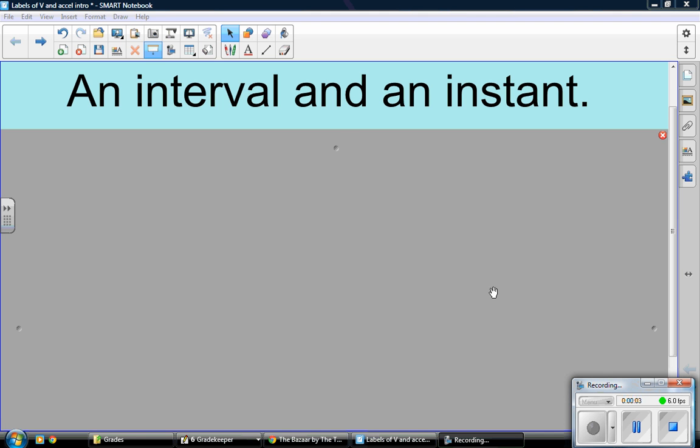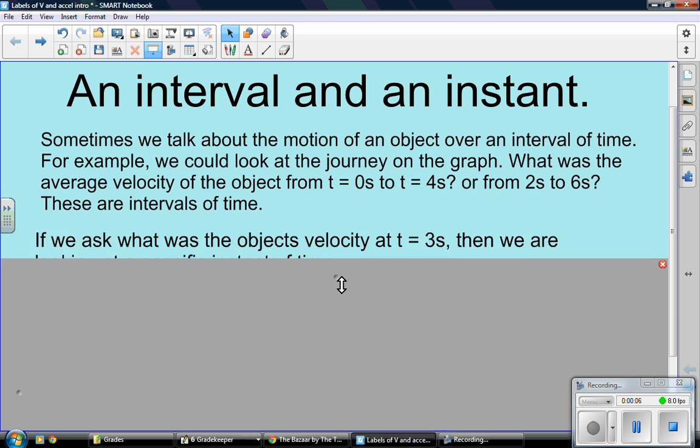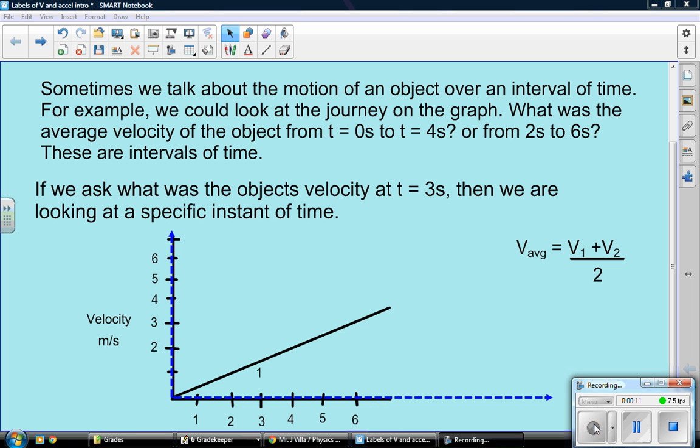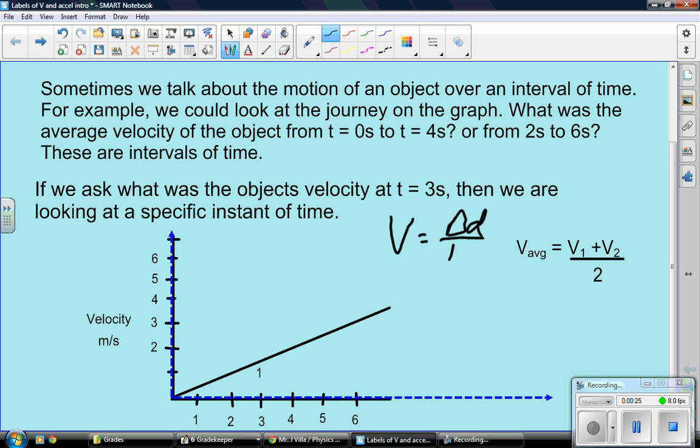Okay, so an interval and an instant. We're talking about time here. Sometimes we want to look at velocities over time, a time frame, an interval of time. You've been doing this already. Your favorite formula for this: velocity is equal to change in distance over change in time. So obviously that's looking at velocity over an interval of time because we have a change in time there.